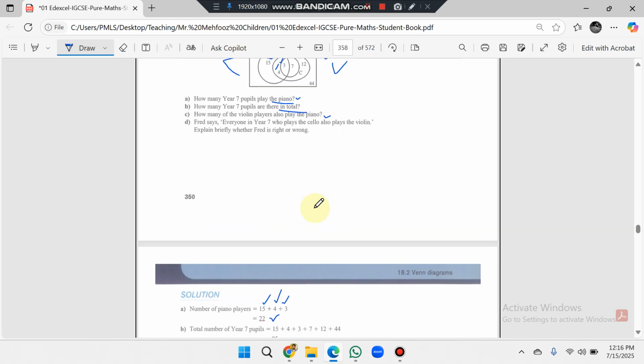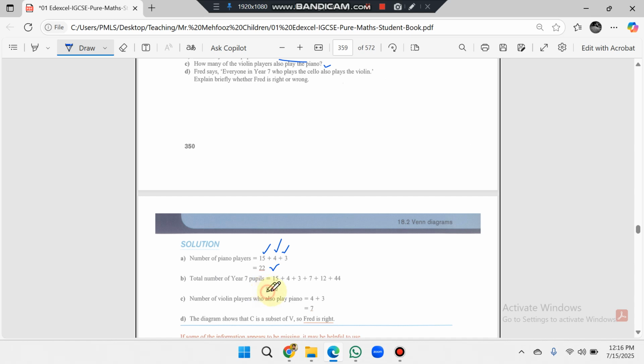So we add all the numbers. The next question is how many year 7 pupils are there in total? So how many total students? That is 15 plus 4 plus 3 plus 7 plus 12 plus 44. So your answer will be 85. So it means that the total year 7 students are 85. Do you understand?